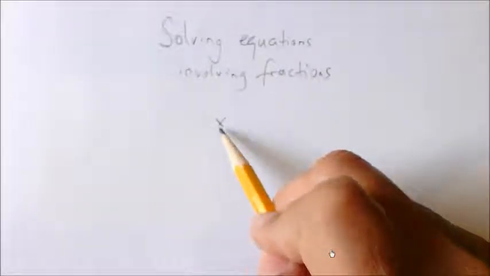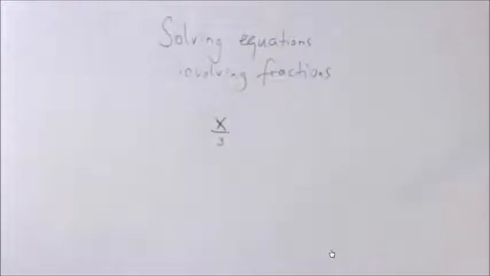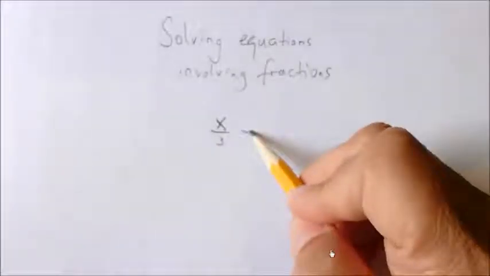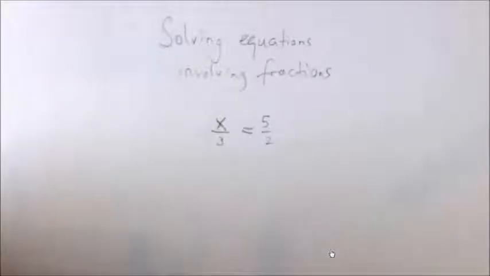Let's say you have this x over 3, so fraction x over 3. This means x divided by 3 equals 5 over 2. So we've got a fraction on each side. There are two ways to think of how to solve this equation.